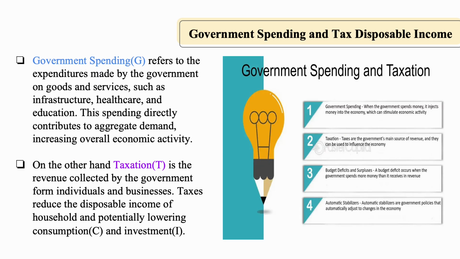Government spending, which is equal to G, refers to the expenditures made by the government on goods and services, such as infrastructure, healthcare, and education. This spending directly contributes to aggregate demand, increasing overall economic activity. On the other hand, taxation, which refers to T, is the revenue collected by the government from individuals and businesses. Taxes reduce the disposable income of households, potentially lowering consumption, which signifies C, and investment, which is identified as I.